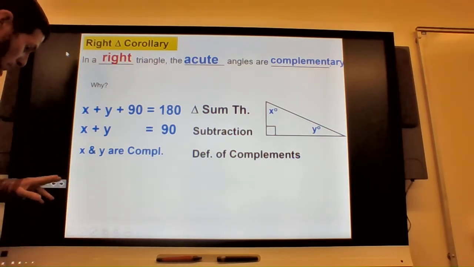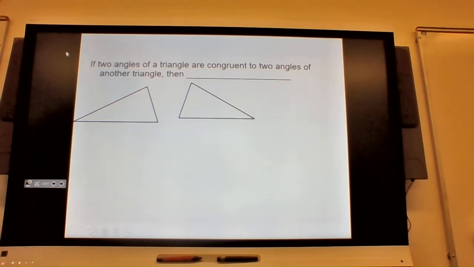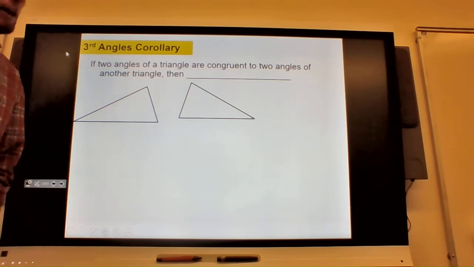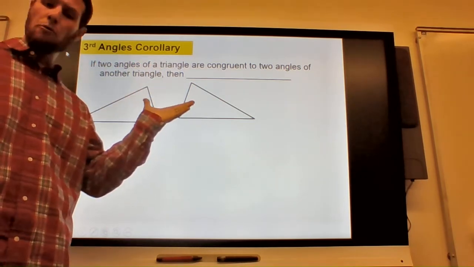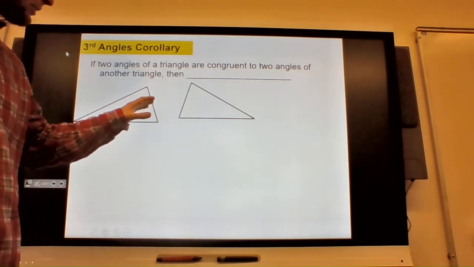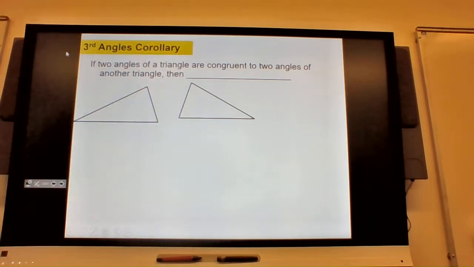Last one on the front of that page, and then we'll flip over to the back one and do one more. This is one I kind of like, called the third angles corollary. You can probably fill in the blank without having any information here. Maybe just pause and try to fill in that blank.